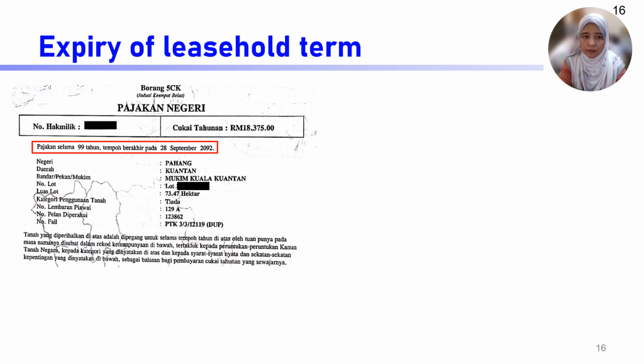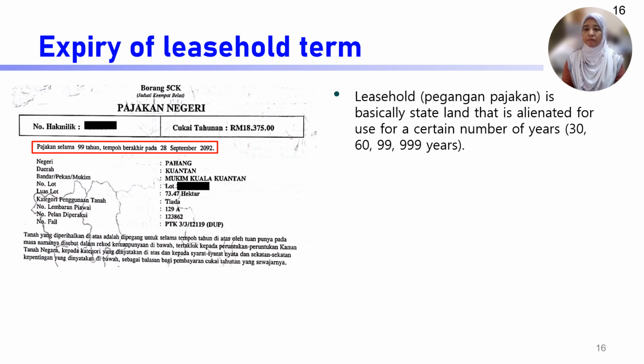So in this case, this Form 5CK shows you that this is a 99-year leasehold, okay, pajakan 99 tahun, and the expiry date is 28 September 2092. Ada dia punya tempoh berakhir pajakan.